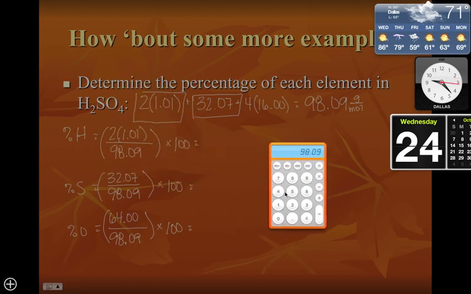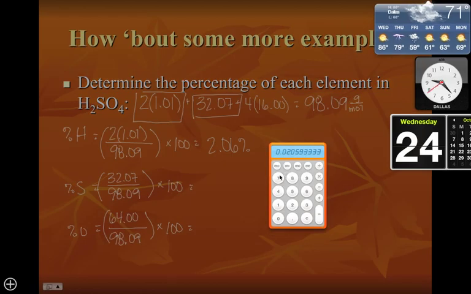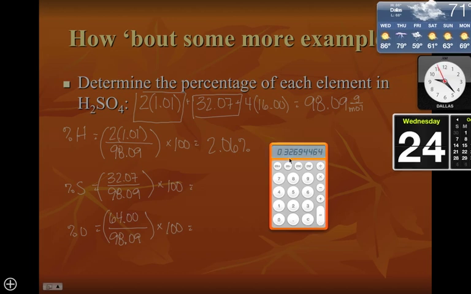Okay, so we've got 2.02 divided by 98.09 equals. I'm just going to move my decimal twice, so 2.059. Well, I'm allowed 3 sig figs, so I'm going to go 2.06 on this one. And then for my sulfur, 32.07 divided by 98.09 equals, and then move that decimal 2 times, and I get 32.6944. Well, I'm allowed 4 sig figs on this one, so I'm going to do 32.69%.